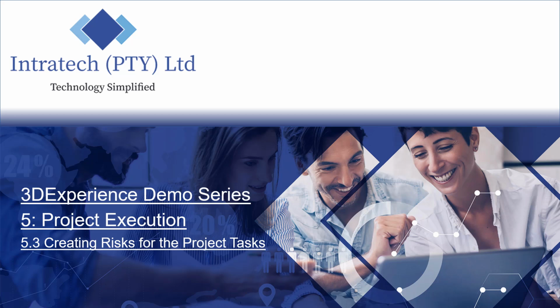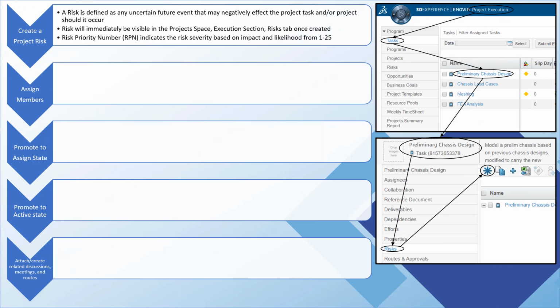Welcome to Chapter 3 of the Project Execution demo, where we will cover risks. A risk is defined as any uncertain future event that may negatively affect the project task and/or project should it occur. Risks will immediately be visible in the project space execution section once they have been created.